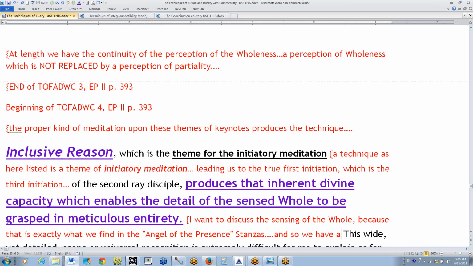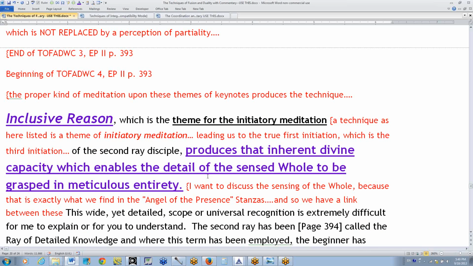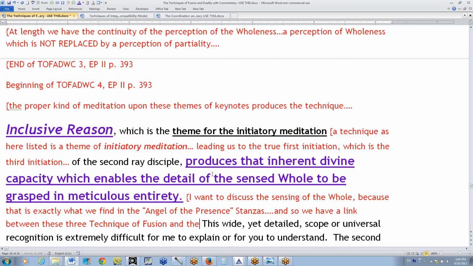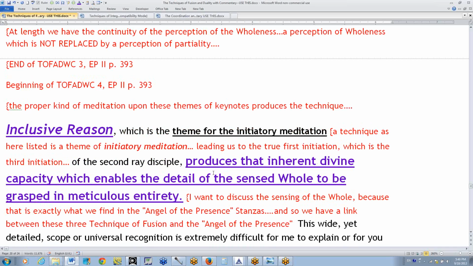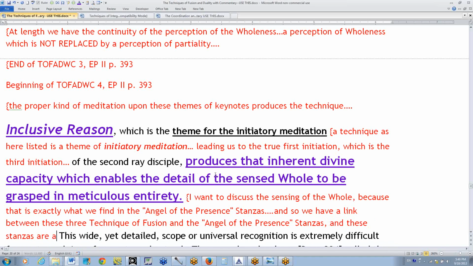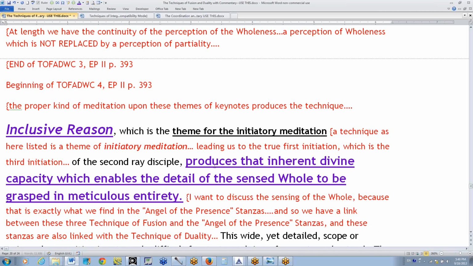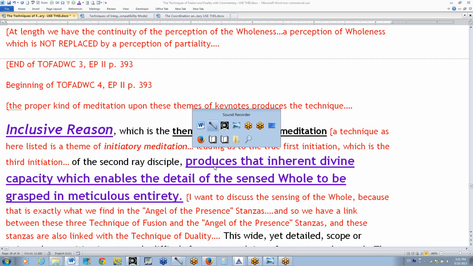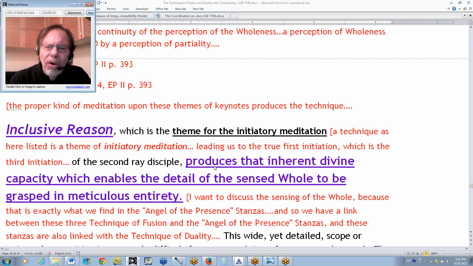And so we have a link between these 3 techniques of fusion and the Angel of the Presence stanzas. And these stanzas are also linked with the technique of duality, which brings the two together in a field of unbroken unity. So the technique of duality never sees the separation of the poles. It always considers the poles within the context of a perceived wholeness, a perceived whole. So this is an important idea here. The detail of the sensed whole is grasped with meticulous entirety.